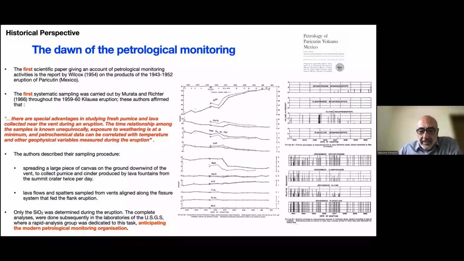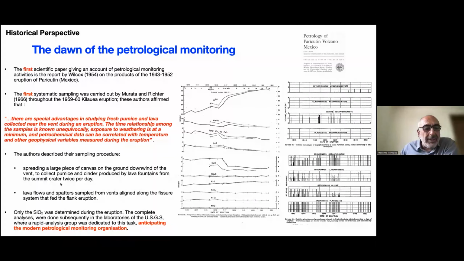You can see here the diagram for Paricutin. On the right, this is the chemical composition. There is also the petrographical observation, in particular the modal content of different minerals or different phenocrysts, and also the abundance of minerals within the groundmass, over time. In general, the author also described the sampling procedure. Sampling is a delicate question for petrological monitoring. They use the same method that we use now.